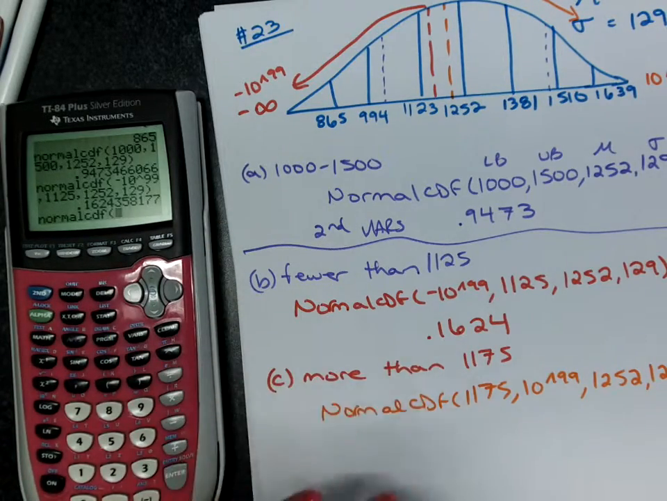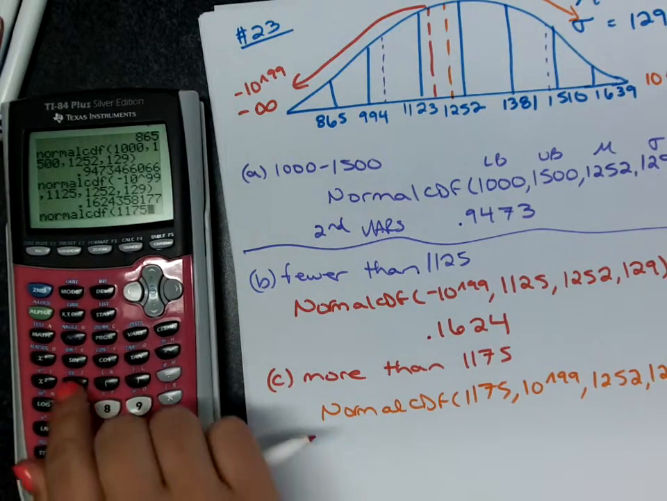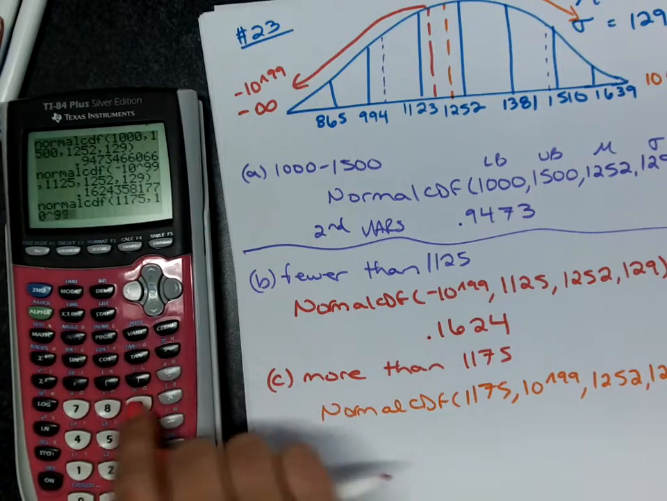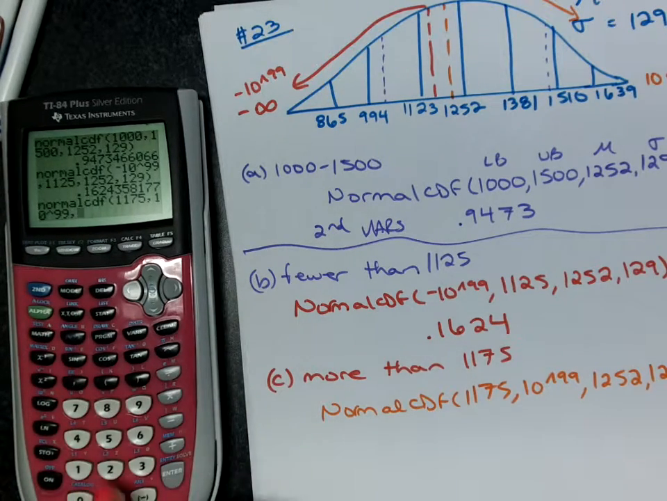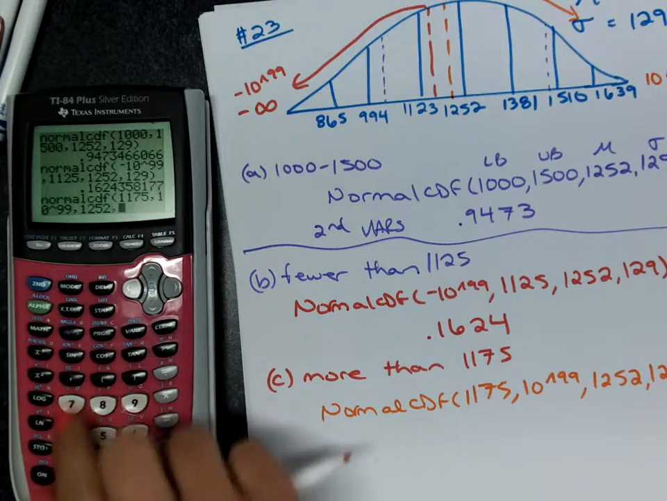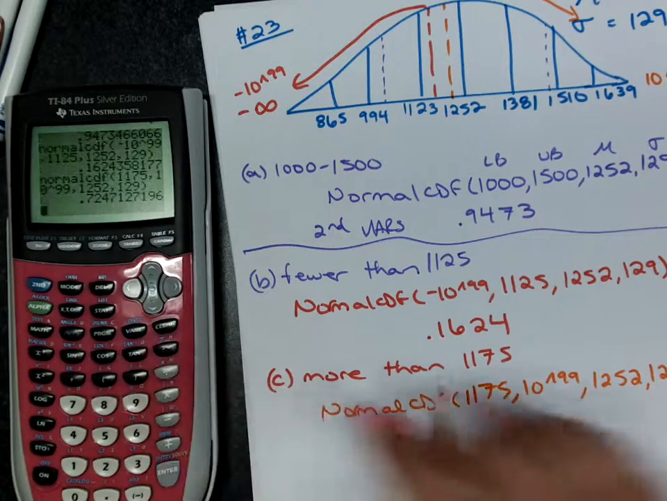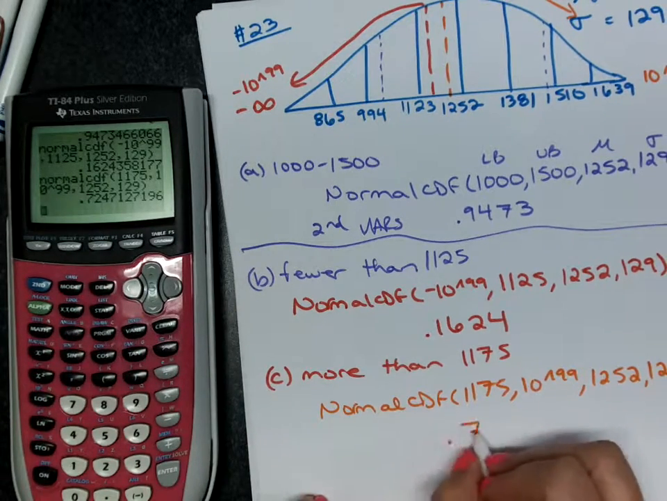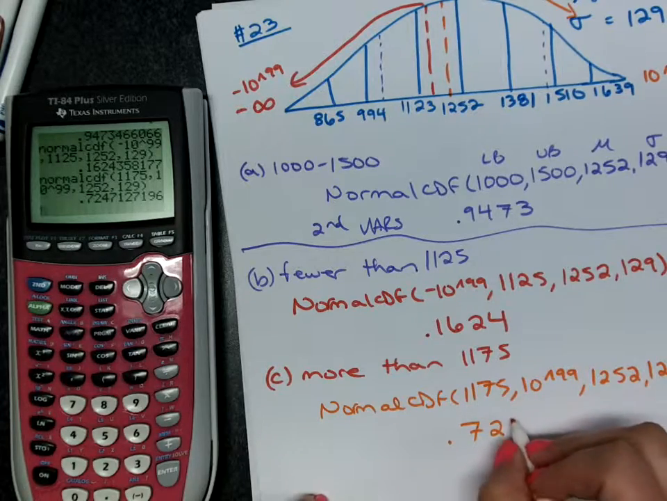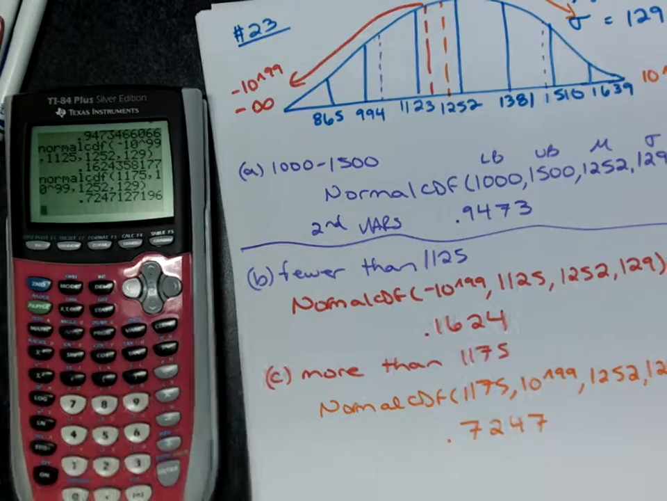So it seems a little repetitive, but each question is asking a slightly different setup. You just have to remember which side is the lower bound and which side is the upper bound, and you can review that in the Chapter 7 videos. So that's 0.7247.